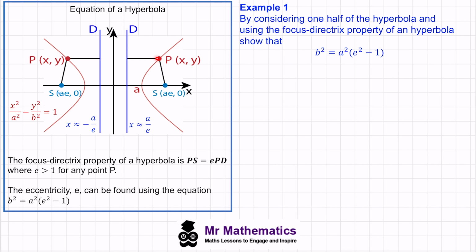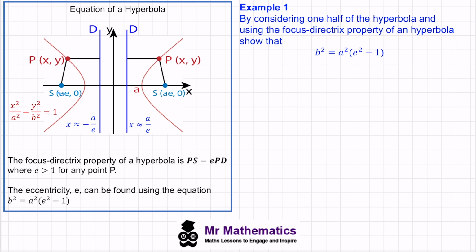And the perpendicular line runs to the directrix, which we'll call PD. And the focus directrix property of a hyperbola is that the distance PS will equal the eccentricity value e multiplied by the distance PD, where e is greater than 1 for any point on the hyperbola. And we're going to prove this property of hyperbolas.